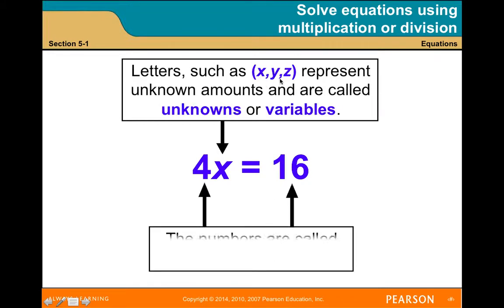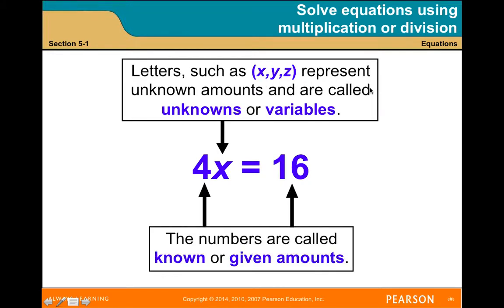Letters such as x, y, and z represent unknown amounts and are called unknowns or variables. The numbers are called known or given amounts. So then the given amounts are this 4 and the 16, because it's what you know. The one you have to solve for is usually going to be the variable or the unknown, in this case, which is x. So again, using the same technique that I mentioned in the previous slide, 4 times something equals 16, and if you know it off the top of your head, you would know 4 times 4 equals 16, so x is 4.